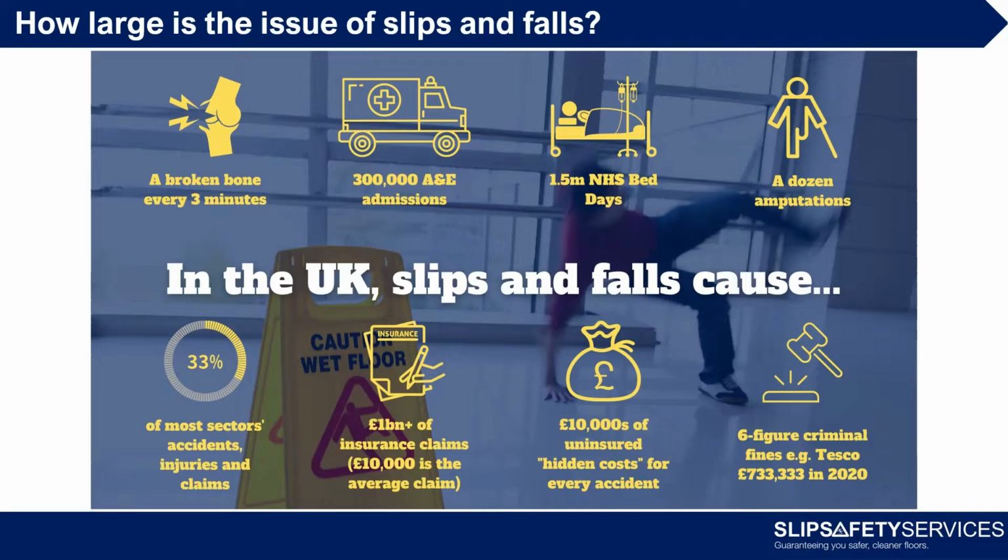And we've seen a number of six-figure fines. The most recent sort of high-profile one was Tesco in 2020, just before the pandemic, where they were fined just under £750,000 after someone slipped and broke their hip. So it's a big problem, just setting the scene.